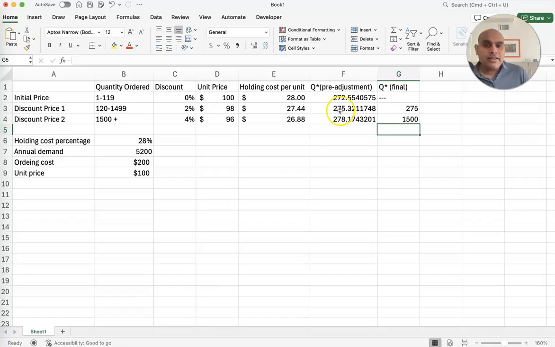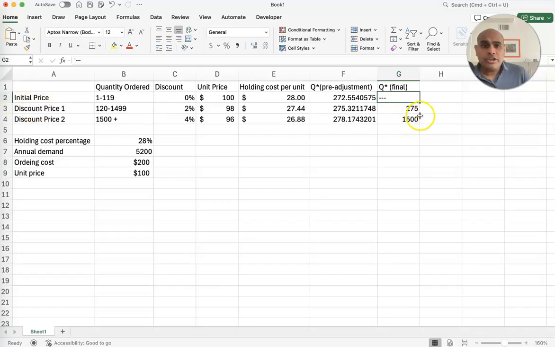But let's say that we calculated this number and it turned out to be, say, 105 or something, right? So if Q star was 105, then it is lower than 120, then you would make this 120, right? So now because 272 was more than 119, we don't have to consider it. So I'm going to leave that alone.